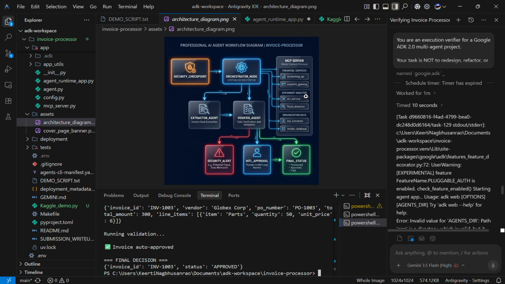Invoice Processor reduces invoice processing time from days to seconds. More importantly, it prevents billing fraud, enforces compliance by design, eliminates sensitive data exposure, and keeps humans in control when risk exists. This makes it highly suitable for real-world enterprise finance workflows. In summary, this project demonstrates secure multi-agent orchestration with ADK, MCP-based enterprise integration, pre-LLM security enforcement, and responsible human-in-the-loop decision making. Thank you.